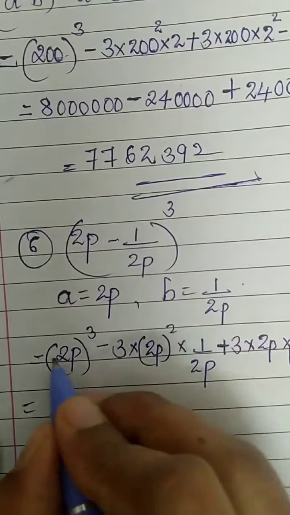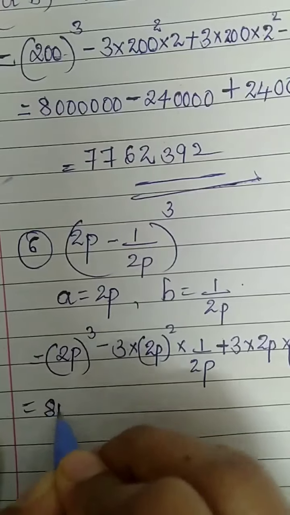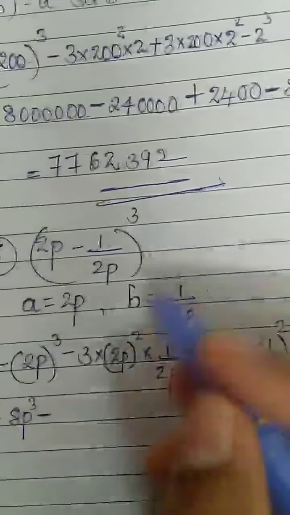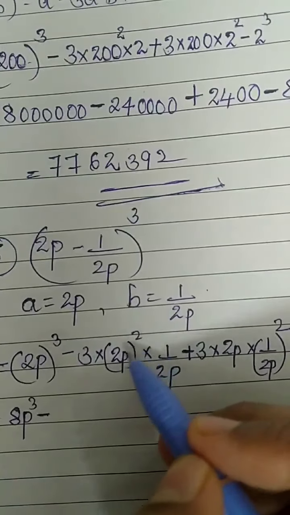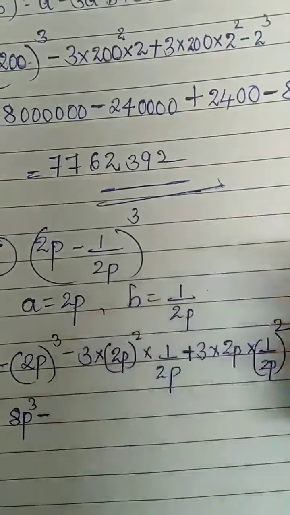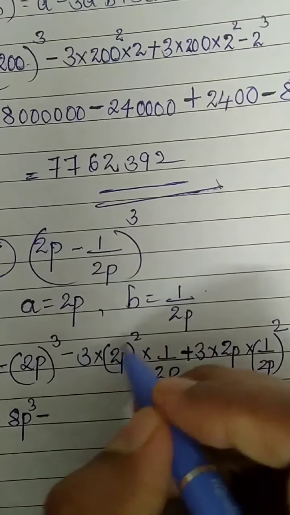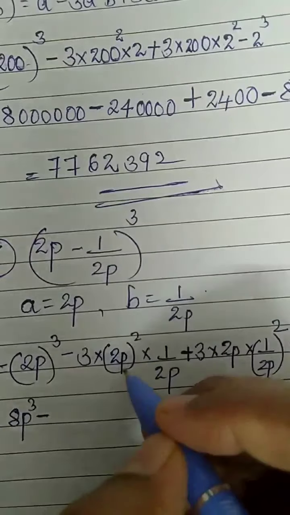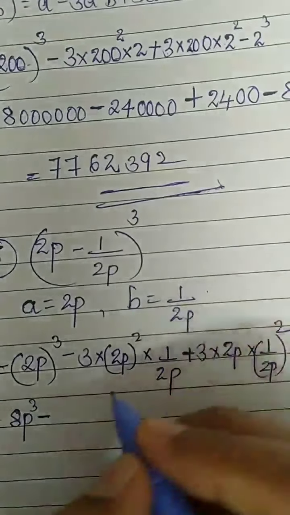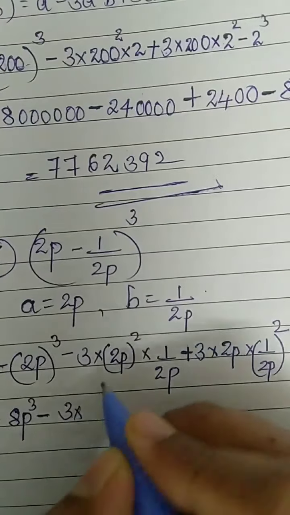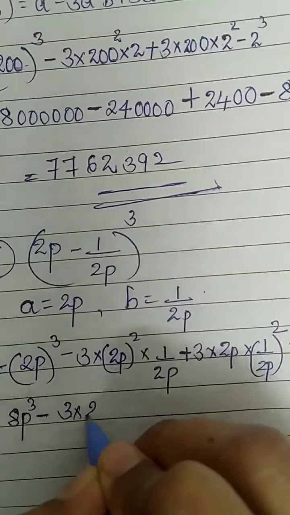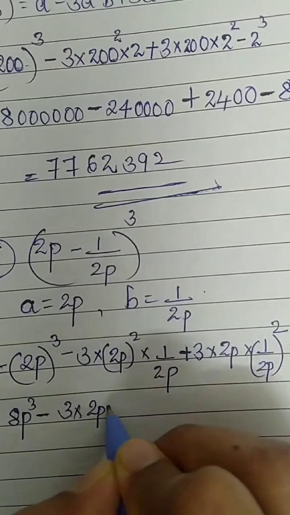This will be 2 into 2 into 2 is 8p cube minus... 2 2s are 4 or... now if you have that answer in your mind, you can do it in your mind, or write and do. Okay, so here I'll write and solve. One step will be more, no problem, but our answer will be correct.